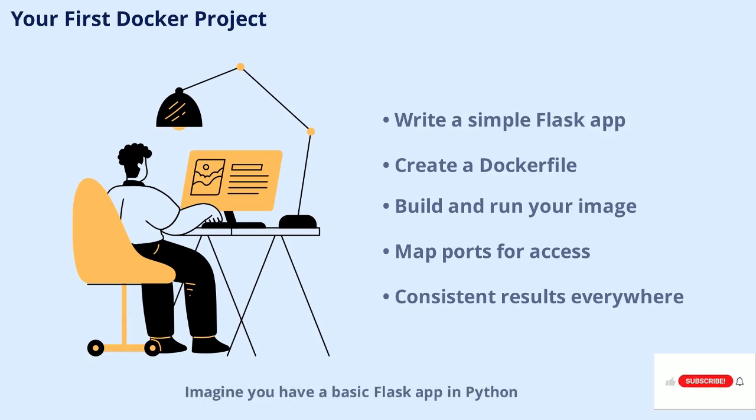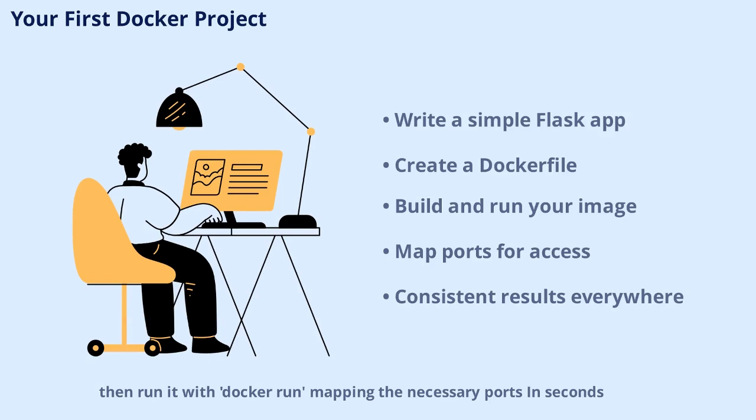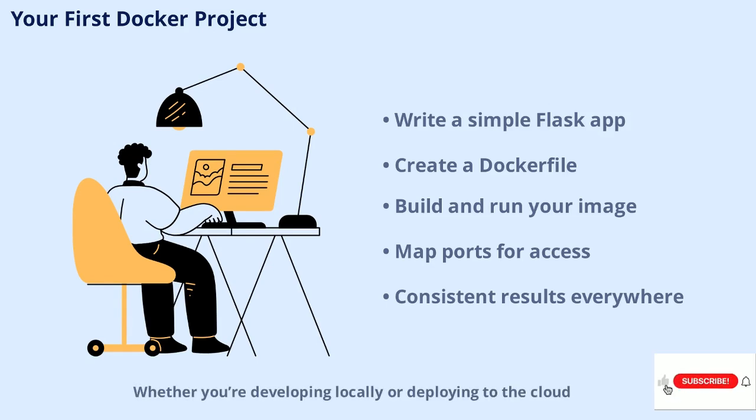Imagine you have a basic Flask app in Python. With just a few lines in a Dockerfile, you can package your app, its dependencies, and instructions for running it. You'll build the image using docker build, then run it with docker run, mapping the necessary ports. In seconds, your app is running inside a container, isolated from the rest of your system. This process not only simplifies deployment but also ensures that your application behaves the same way on any machine. Whether you're developing locally or deploying to the cloud, Docker makes it easy to move from code to running service.